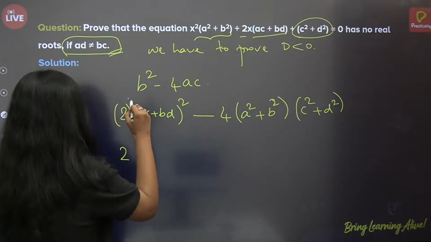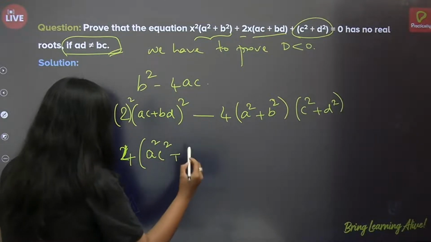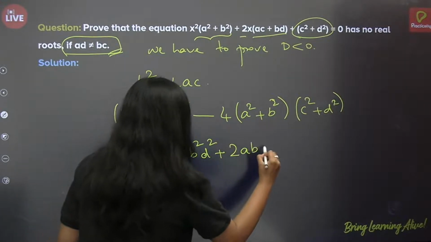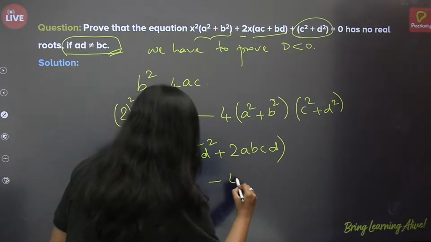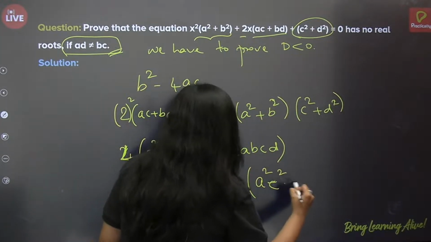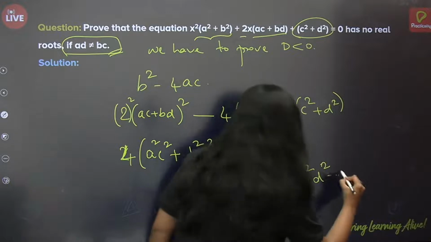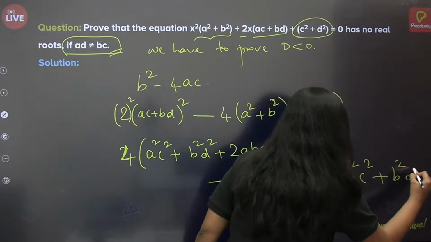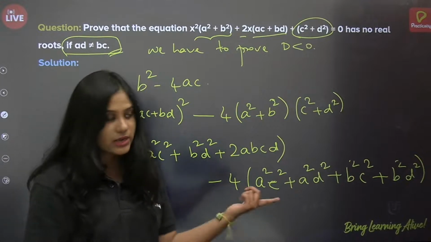So this also square, correct? So, this will be 4 a square c square plus b square d square plus 2abcd, right? Okay. Minus 4 of, do these. So, a square c square plus a square d square plus b square c square plus b square d square. I know this is a bit lengthy problem, but this is one of the most important. That is the reason I've picked it up.